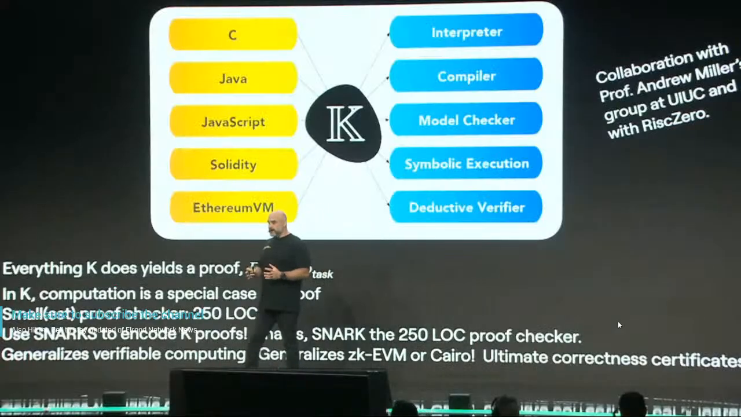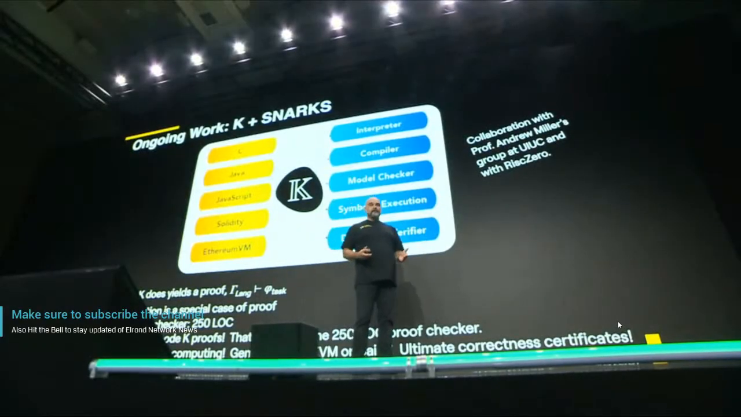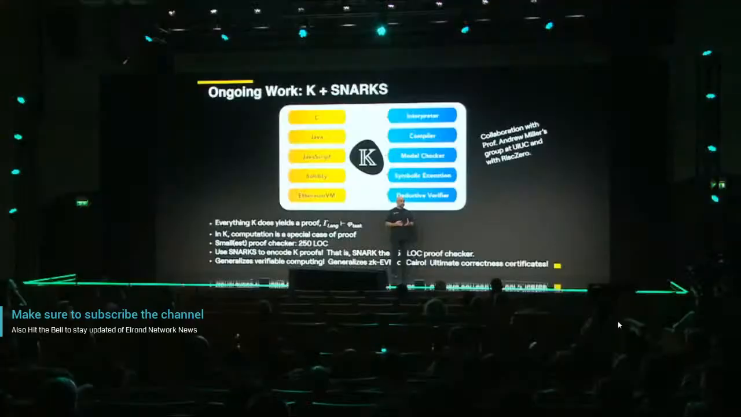And now we can take everything that we can do with K, including program execution, and generate a zero-knowledge certificate, a cryptographic certificate of correctness. And now I don't have to trust your computation. I don't even care about how you do your computation. I generate a proof from your computation, and I check that proof. Now I have an absolute correctness assurance, the ultimate correctness assurance. And we hope to get there.